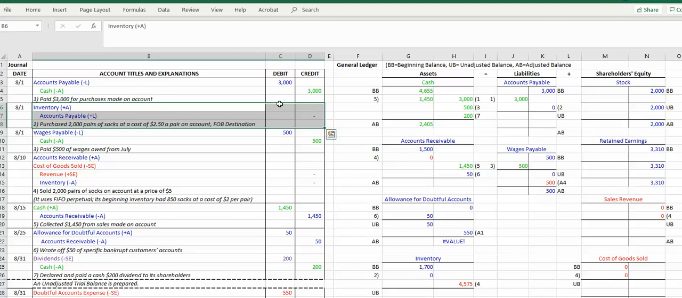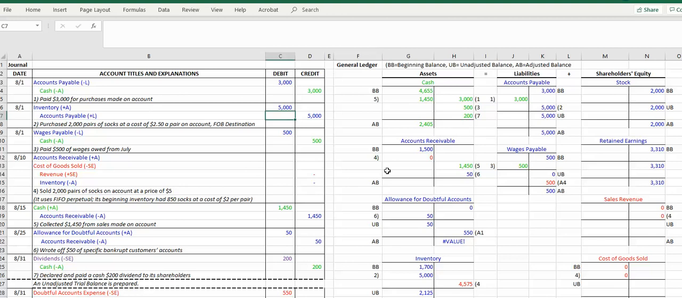When you buy inventory, it's always your cost, and in this case 2.50, times the number or quantity, 2,000 pairs. It doesn't matter what accounting method we're using to record our sale of inventory. It's always going to be your cost times your number of goods that you bought.